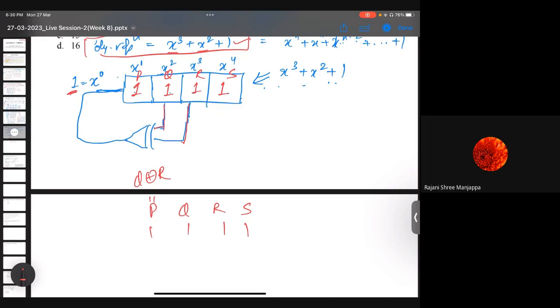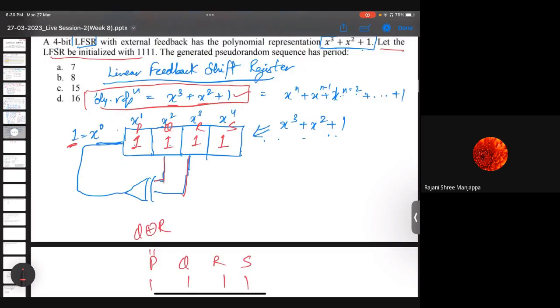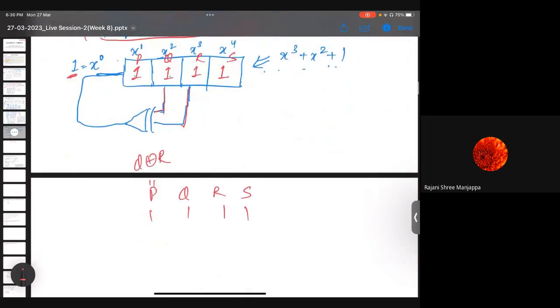Sir, I didn't understand x power 2 and x power 3. If we give it to XOR, how will it become x power 2 plus x power 3? Okay, I'll repeat again. The question says it has a 4-bit LFSR, and the 4-bit LFSR is always represented this way. The input is always x to the power 0, which is 1. Then the first bit is always x to the power 1, then x to the power 2, then x to the power 3, then x to the power 4, and so on, whatever the bits may be.